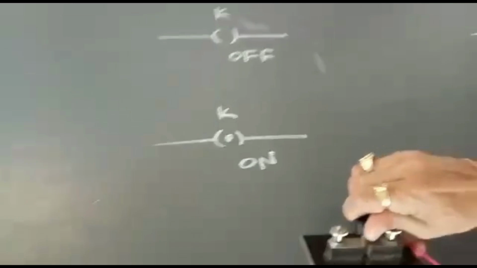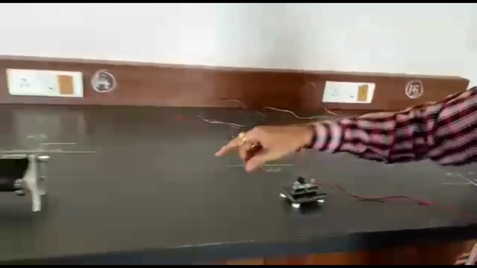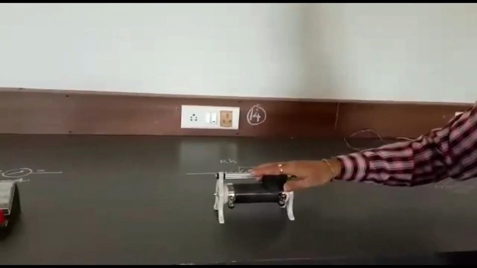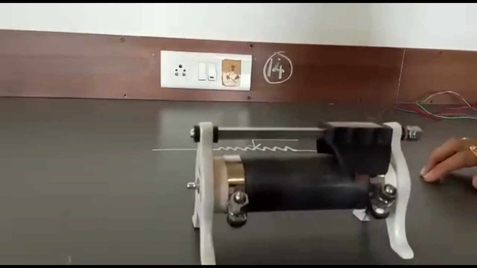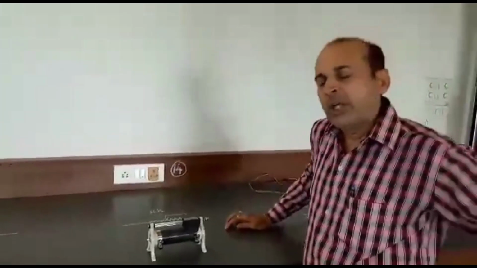After this you will connect a third appliance. It is a rheostat. Rheostat is also known as a regulator. It regulates the current in the circuit.